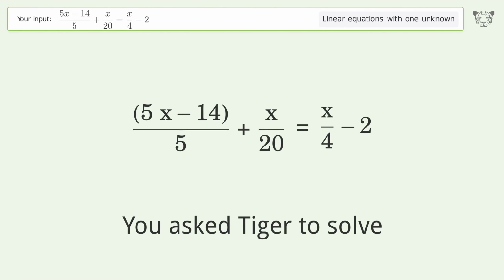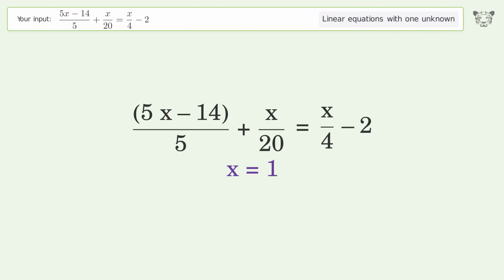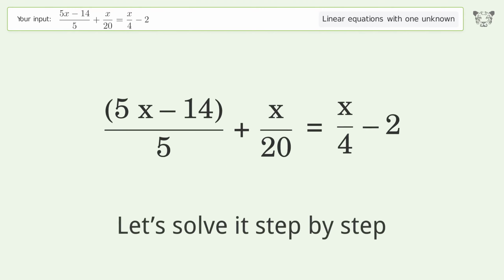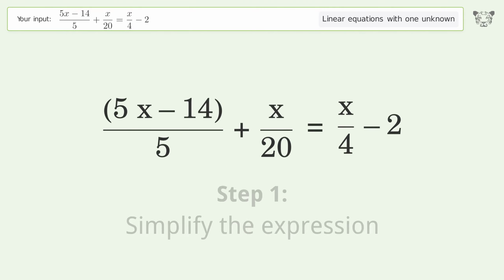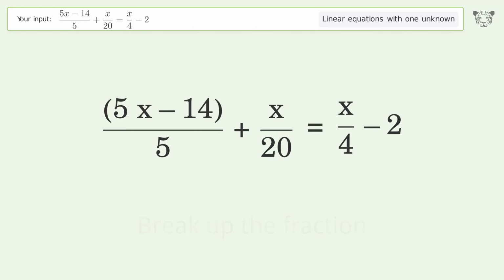You ask Tiger to solve. This deals with linear equations with one unknown. The final result is x equals 1. Let's solve it step by step. Simplify the expression. Break up the fraction.